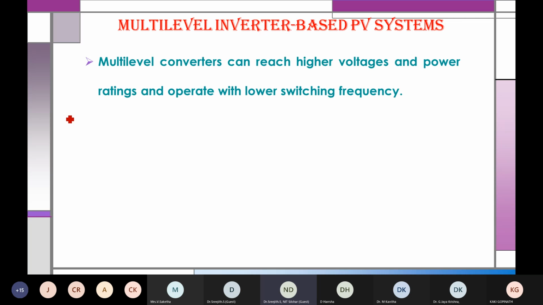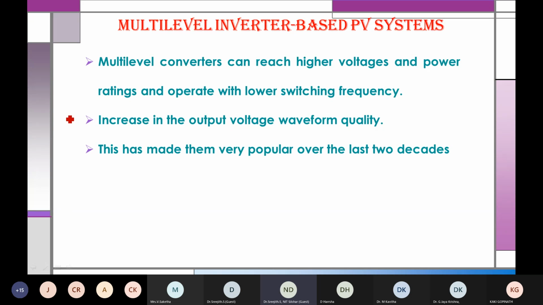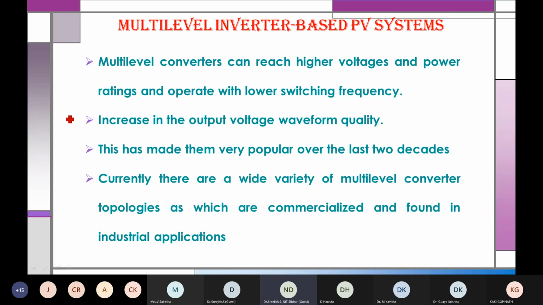Now, they can be operated at lower switching frequency with less harmonics and switching stress. Output waveform quality is better because as the number of levels increases, it will approximately go near the sine wave. That is the advantage. So most of the industrial and commercial applications use these MLIs.